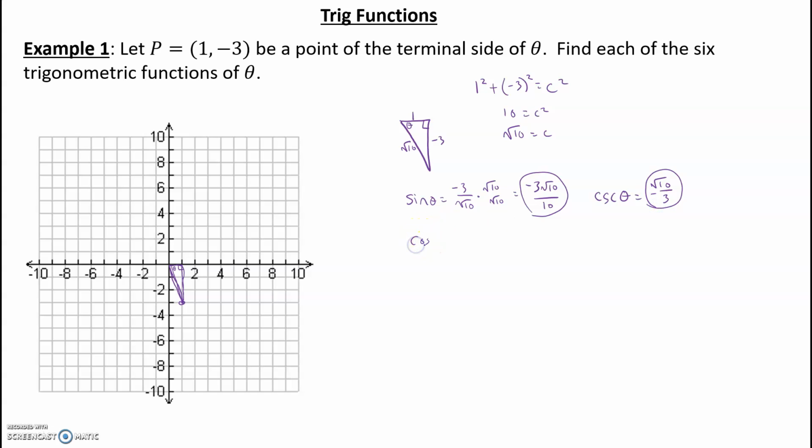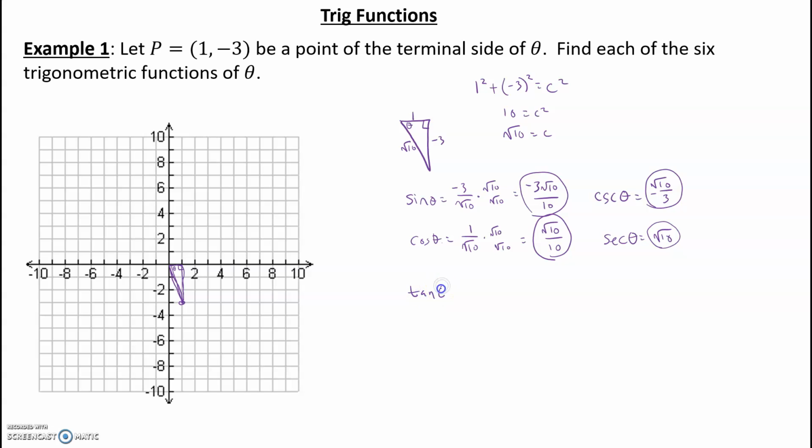Now let's do cosine. Cosine is adjacent over hypotenuse, so 1 over root 10. And again, I'm just going to go ahead and flip it and find secant real quick. So root 10 over 1. So secant was easy. Cosine, we do have to rationalize again, so we're going to do root 10 over root 10. So we get root 10 over 10.